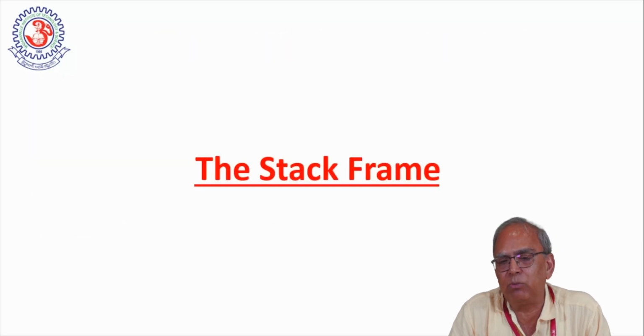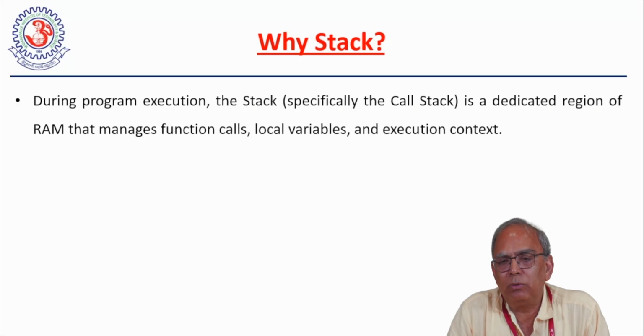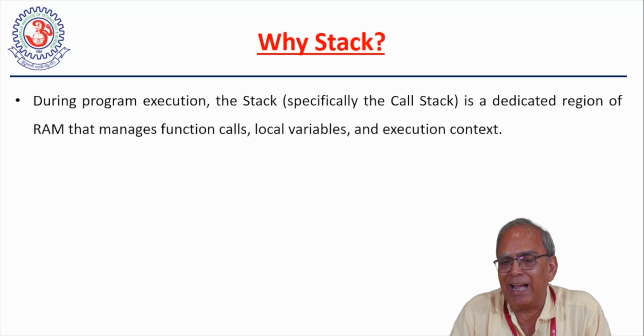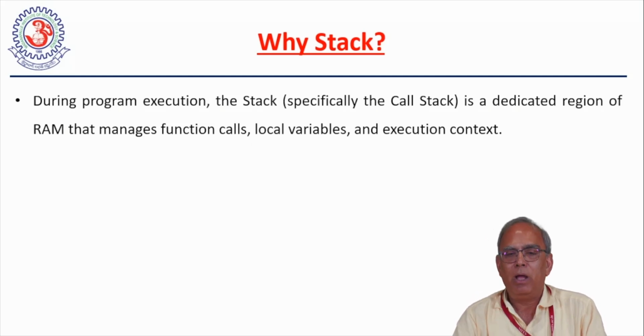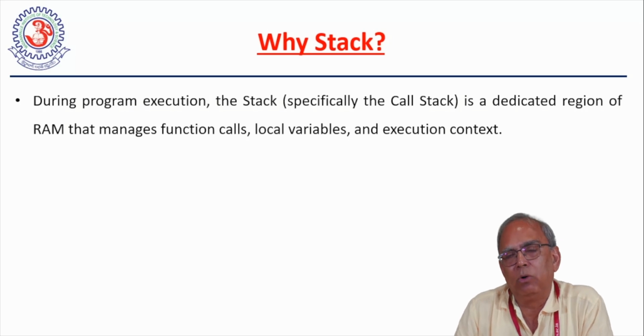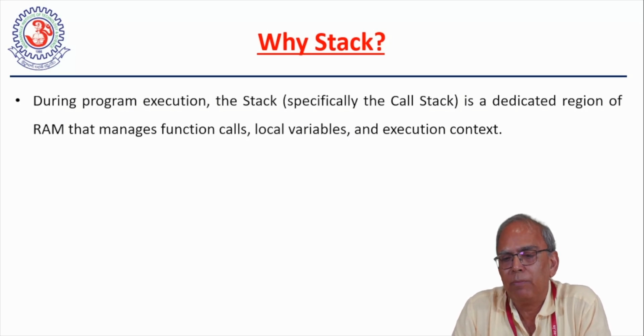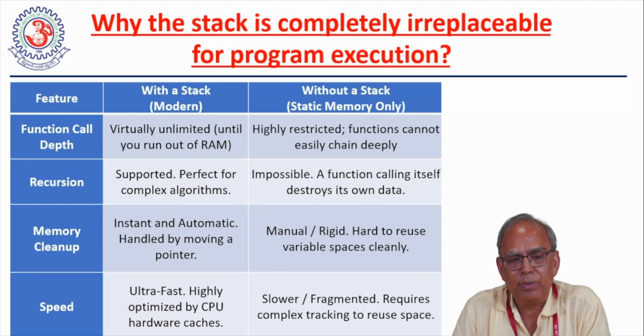Okay, so let's understand what a stack actually is, and why we use it. During program execution, the stack, which we call the call stack, is a dedicated region in memory which manages your function calls, your local variables, and execution context. Execution context means that when you have local variables and global variables, which particular variables to use depending upon the context is decided by the stack. And for that to be enabled, we require a stack.